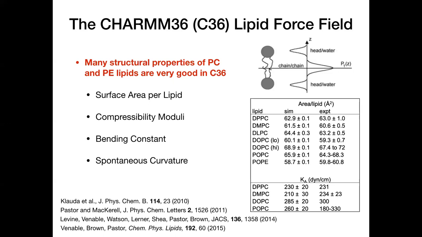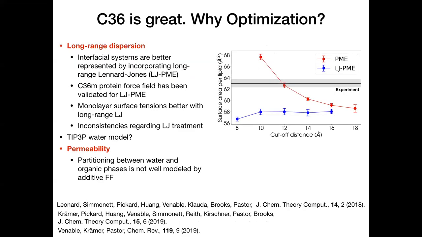And same for the bending constants. So C36 is great. A lot of people like it. Why should we bother optimizing it? I want to talk a little bit about what it doesn't do so well. The first thing is that interfacial systems in general are better described by long-range Lennard-Jones interactions. So dispersion interactions have an important long-range effect in interfacial setups.